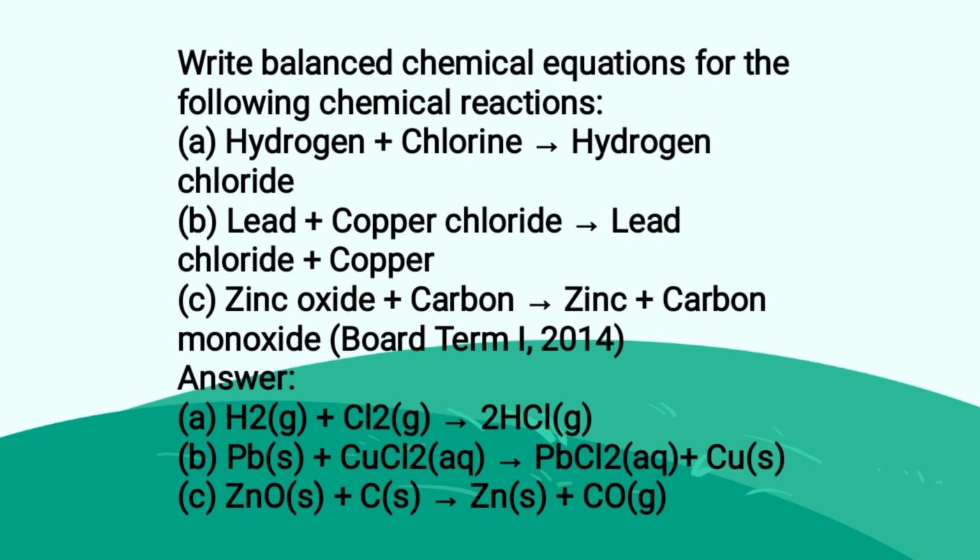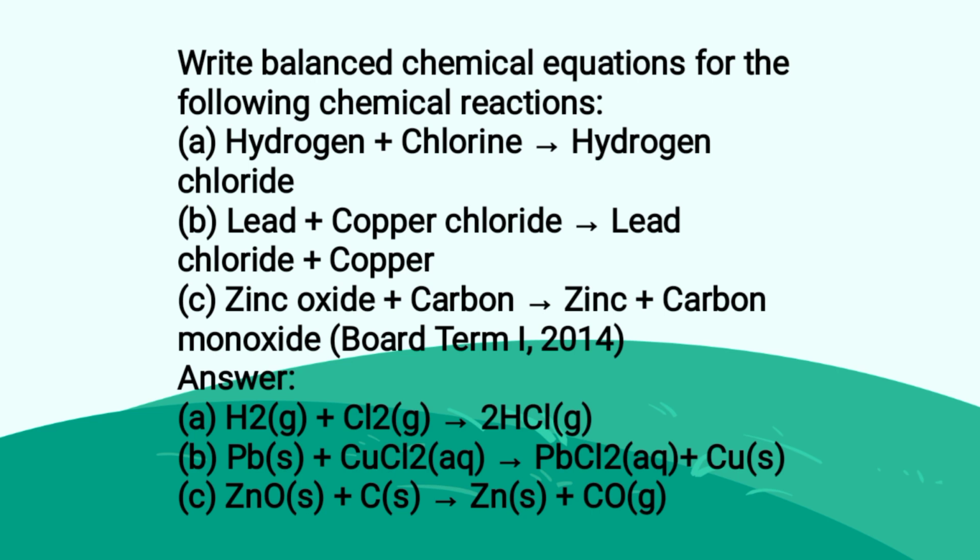Write the balanced chemical equation for the following chemical reactions. Here some reactions are given, and you have to write the balanced chemical equation. Hydrogen plus chlorine: H2 plus Cl2 gives HCl. After writing the reaction, you need to balance by counting the number of atoms. So H2 plus Cl2 gives 2HCl. Now this becomes the balanced chemical equation.